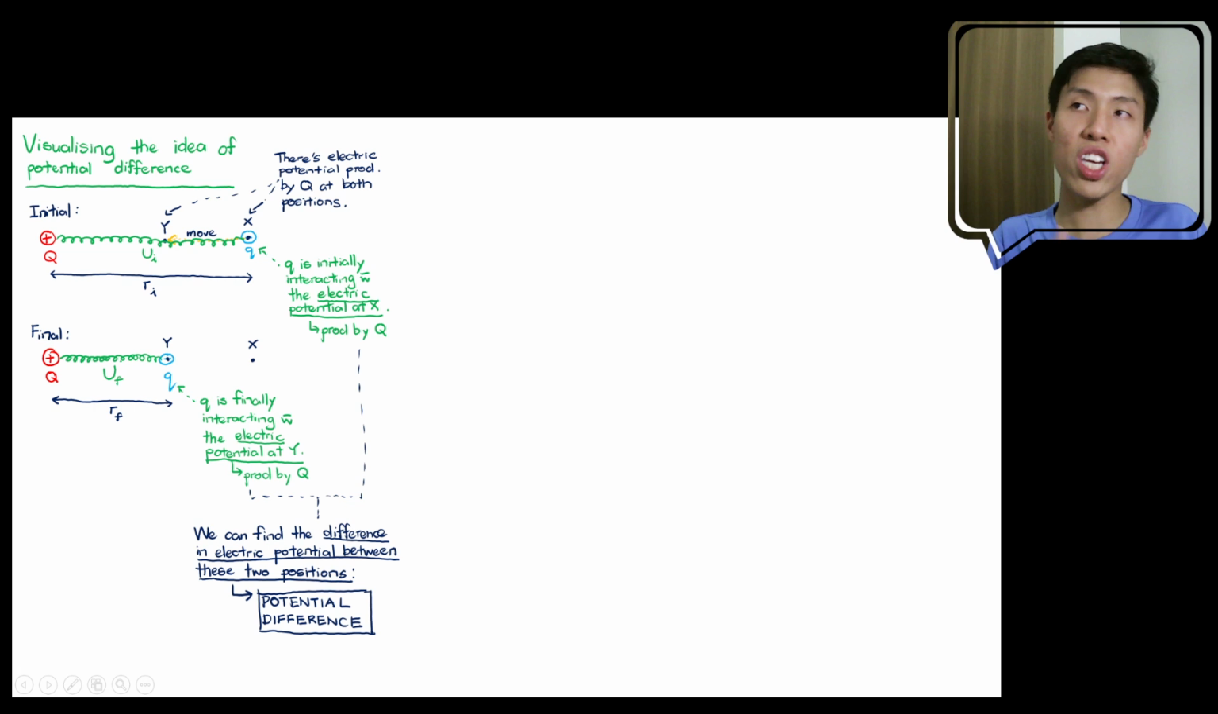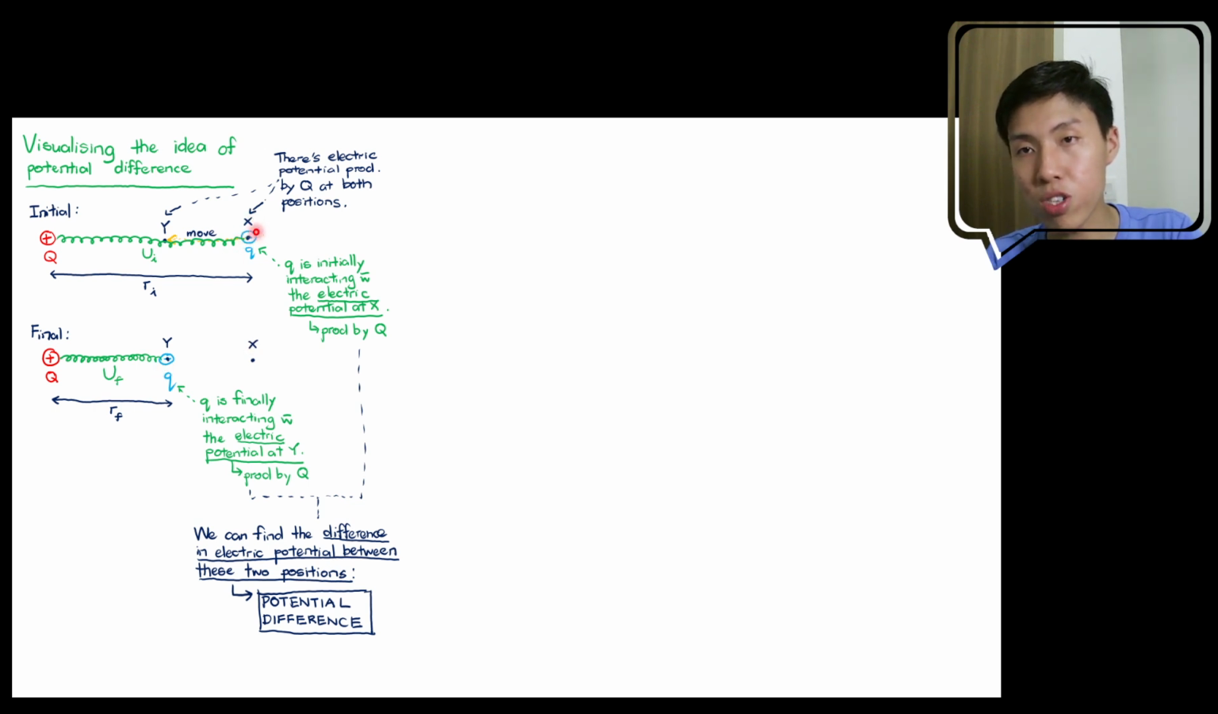So you can see the change in the electric potential experienced by this small charge q. The change in the electric potential experienced by the charge going from position X to position Y will cause a change in the electric potential energy experienced between these two charges, big Q and small q.